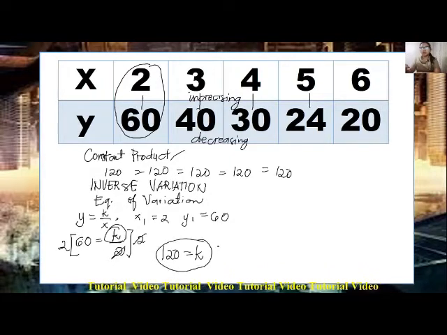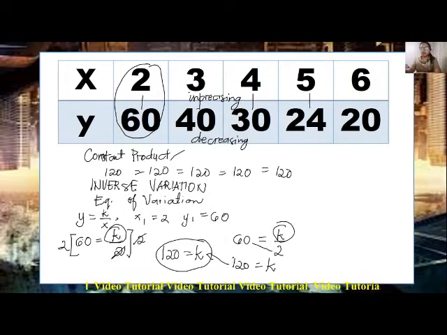So here is another method on how you can solve that equation. I will just copy it again. 60 equals k over 2. You can simply apply cross multiplication. 2 times 60 is 120, and the remaining on the right side is k. So as you can see, we have the same answer.